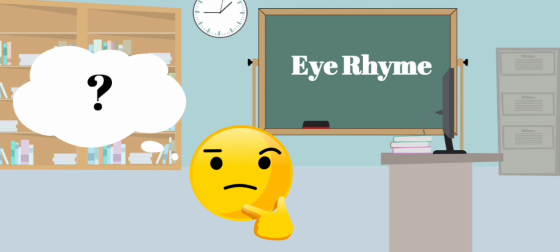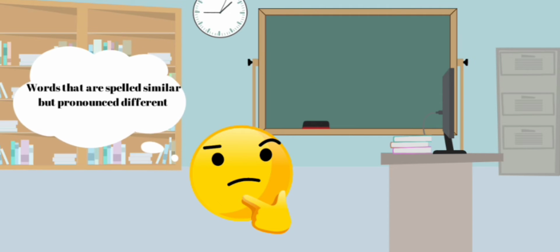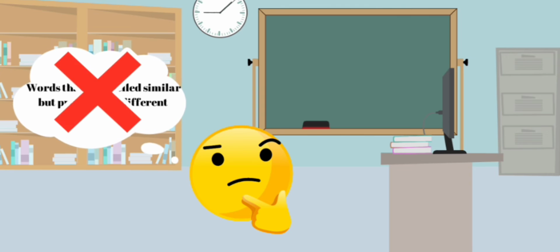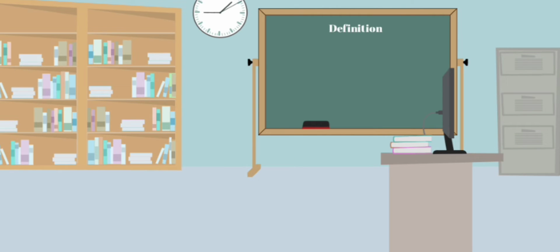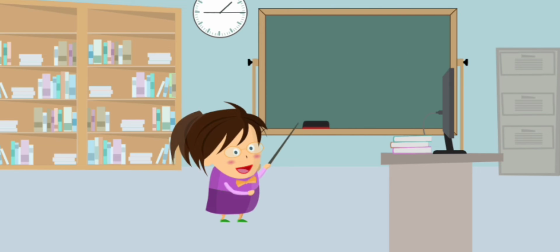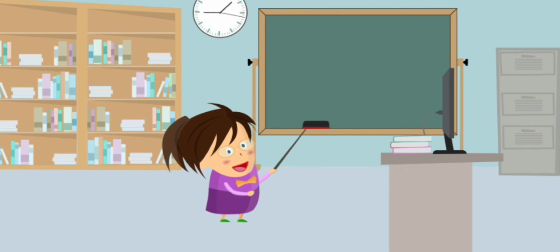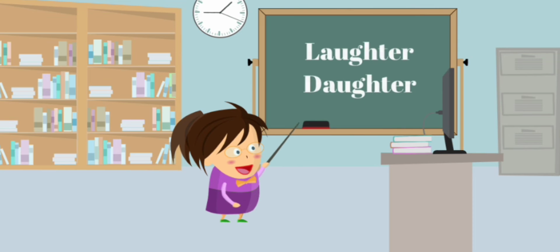I-rhyme. When you see this, what is your first thought? Words that are spelled similar but pronounced different was probably not what you were thinking. The definition for I-rhyme is similar spelled words that are said differently. I can't explain it to be more simple than that, but for example, look at these two words.